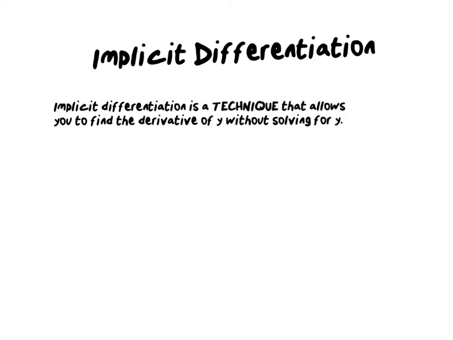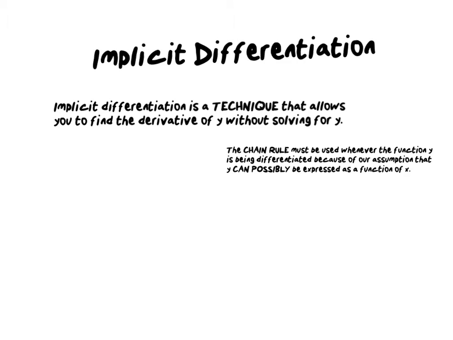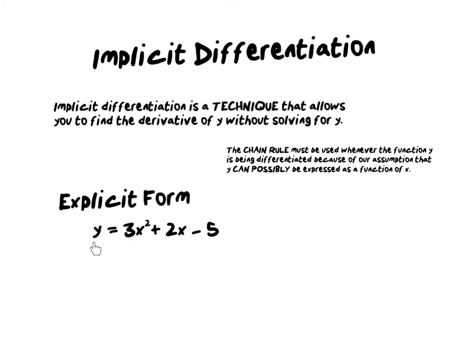Implicit differentiation. Implicit differentiation is a technique that allows you to find the derivative of y without solving for y. And the chain rule must be used whenever the function y is being differentiated.